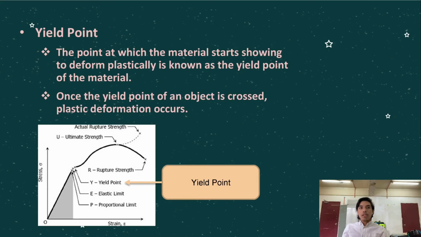Next one is the yield point. The point at which the material starts to deform plastically is known as the yield point of the material. Once the yield point of the object is crossed, plastic deformation occurs. There are two types of yield point, which are the upper yield point and the lower yield point.